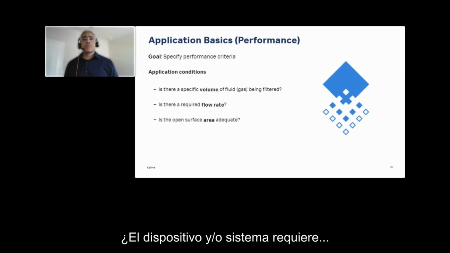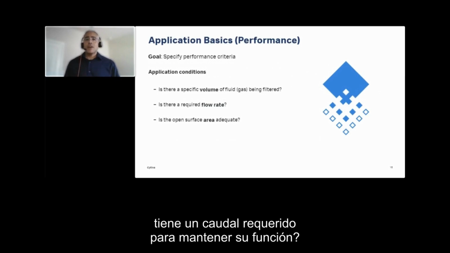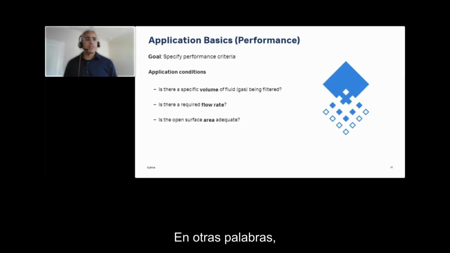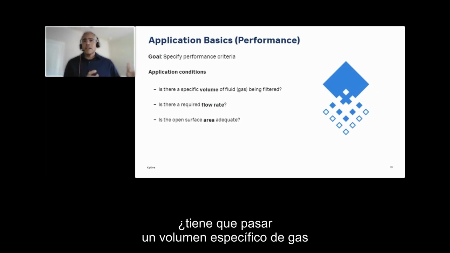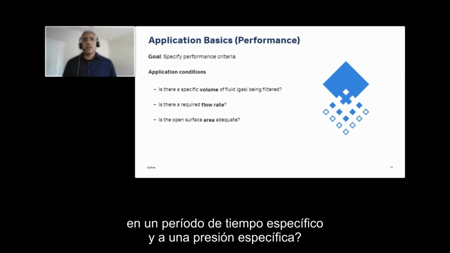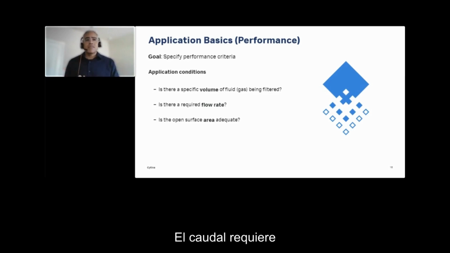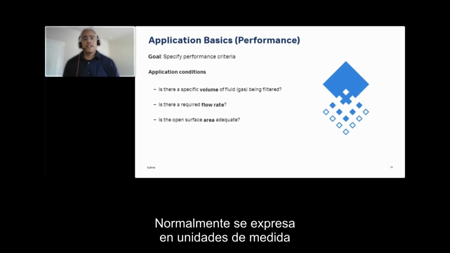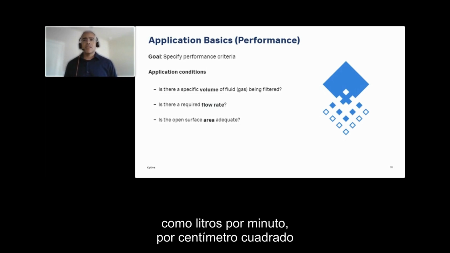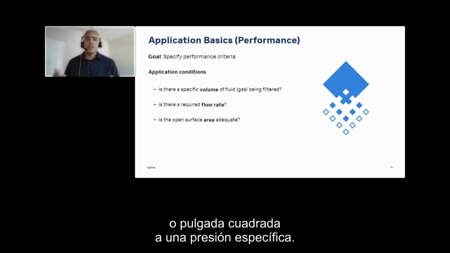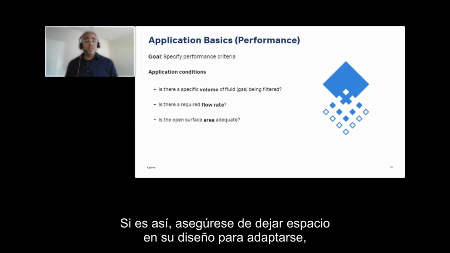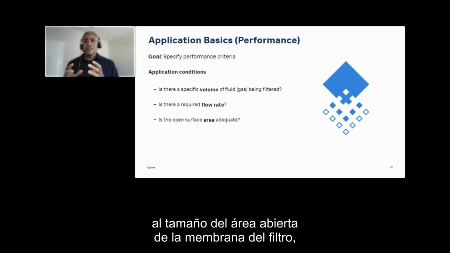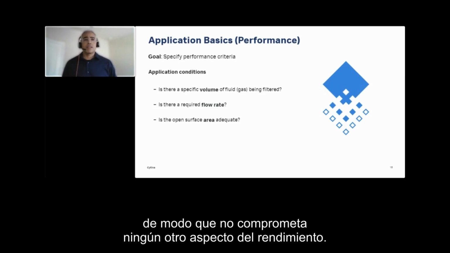Does the device and or system have a required flow rate to maintain its function? So in other words, does it have to pass a specific volume of gas in a specific amount of time at a specific pressure? The flow rate requires volume, time, pressure, and area, and it's typically expressed in units of measure such as liters per minute per square centimeter or square inch at a specific pressure. If so, make sure you leave room in your design to accommodate the size of the filter membrane open area, so you're not compromising on some other aspect of the performance.